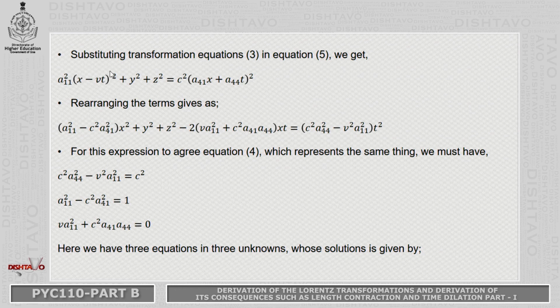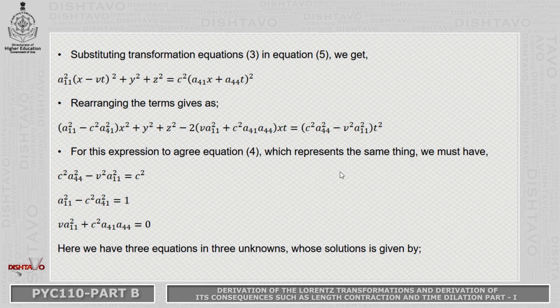Now you can expand this square term. There would be an x square term here, and an x square term here. This you can shift from the right hand side to the left hand side, and it will be a negative term. If you collect all x square terms together, it will be a11 square minus c square a41 square times x square, then y square is written here, z square is written here.